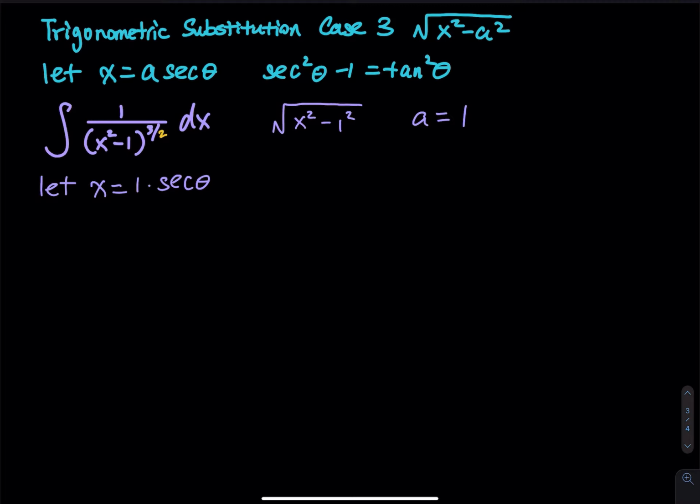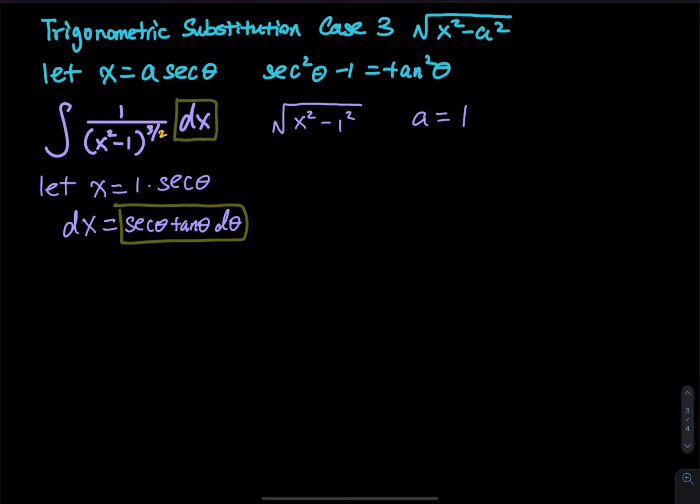So my a is equal to 1, and then you do a substitution by letting x equal a times secant theta. Since we will be changing the dx to d theta, we have to differentiate both sides. So dx is equal to, the derivative of secant is secant times tangent, d theta. And then this will replace the dx in the given integral.